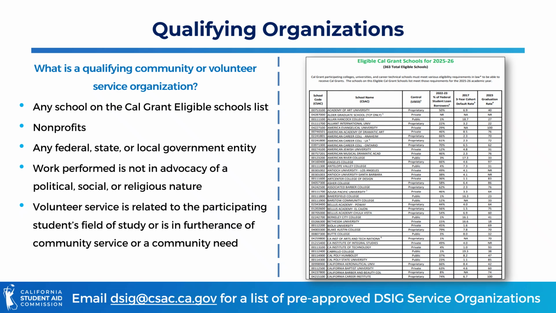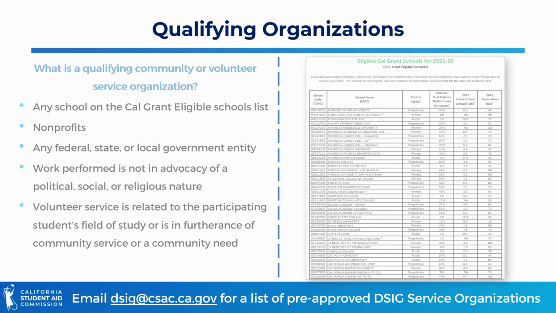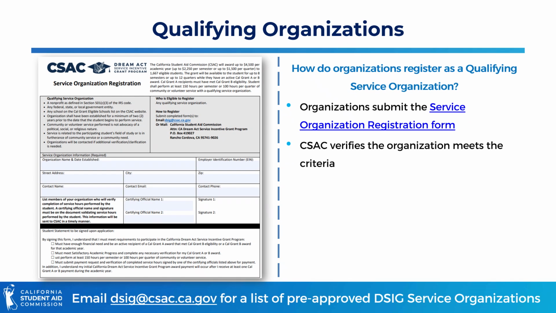A qualifying organization must have been established for a minimum of 2 years before students can begin volunteering. Organizations can submit the Service Organization Registration Form to register as a qualifying organization. CSAC will verify that the organization meets the criteria shown earlier.